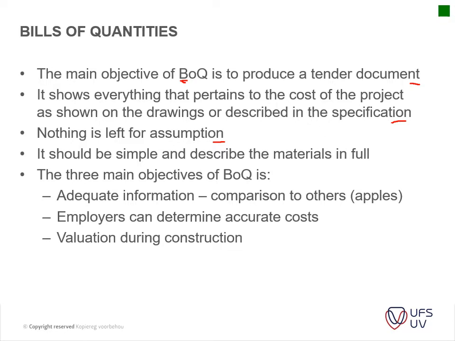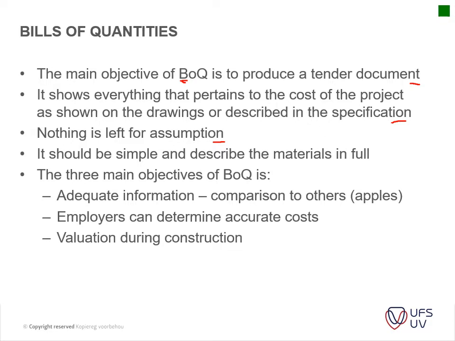It becomes a legal document, especially when doing payments, so that you can go back to something. What did the contractor price for? What did he have to price for? Did he have to include that chamfer? Was he aware of that type of thing? So it's not assumed that in all construction a chamfer, for instance, would be used, but it's something that's described in your bills of quantities. Okay, it should be simple and describe the materials in full. So you should try and keep it as simple as possible.